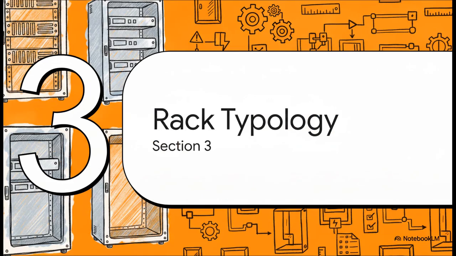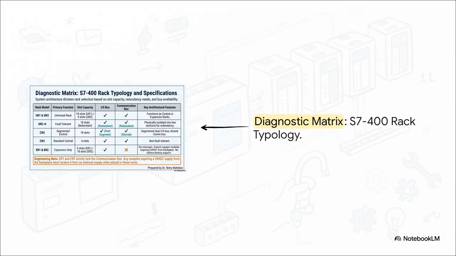Which brings us to Section 3, Rack Typology and Specifications. Let's methodically break down the rack models here. The UR1 and UR2 are your universal racks, 18 and 9 slots respectively, and they contain both I/O and communication buses. Then you have the UR2H. That H stands for your fault-tolerant option, which is physically isolated into two sections to provide strict redundancy. The CR2, like we just saw, is the segmented central rack with that dual I/O bus, but a shared communication bus. And finally, we have the ER1 and ER2.